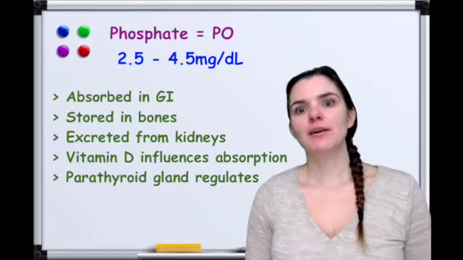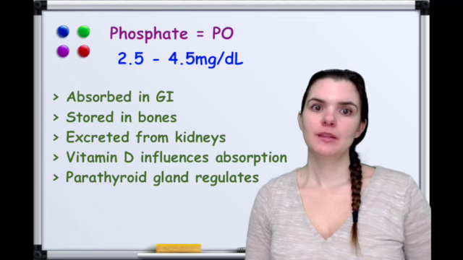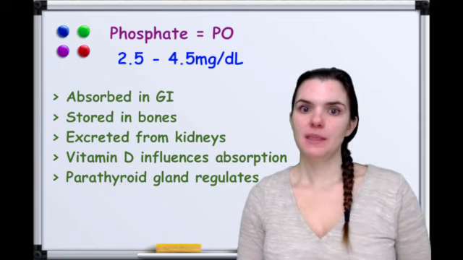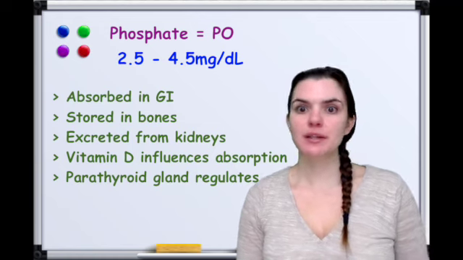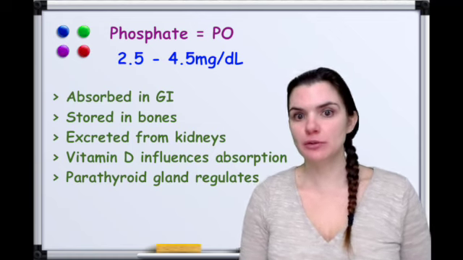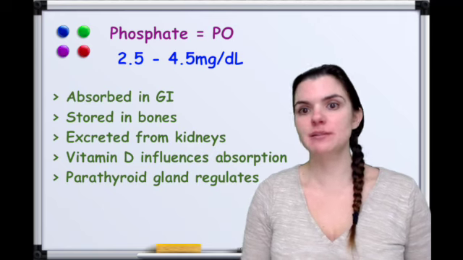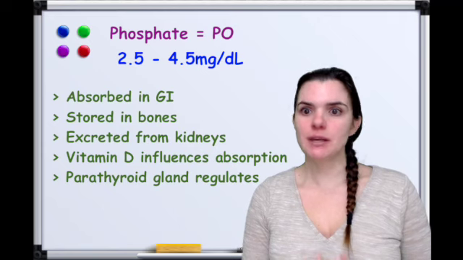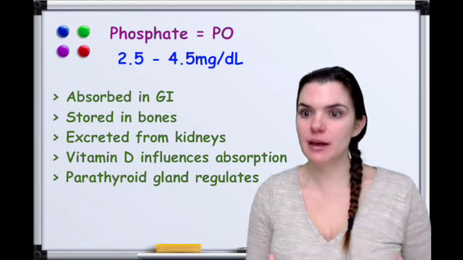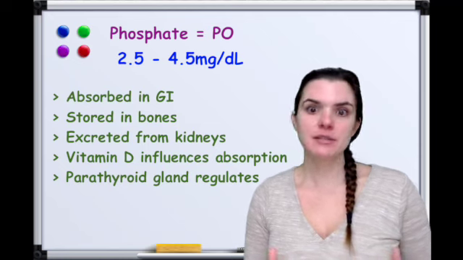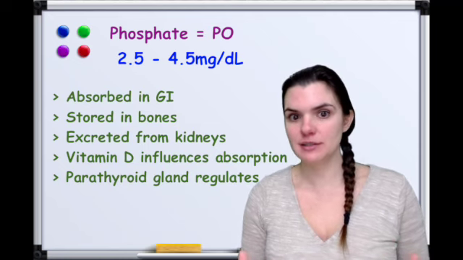Finally, let's talk about our last electrolyte, phosphate. Phosphate plays a role in our teeth and bone building. It's absorbed in the gut, stored in the bones, and excreted in the kidneys. So any issues with those structures, we're going to have an imbalance of phosphates. It's also regulated by the parathyroid gland, because the parathyroid gland will tell the kidneys to inhibit the reabsorption. Also, vitamin D influences how we absorb phosphate.